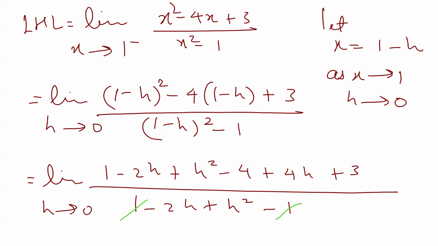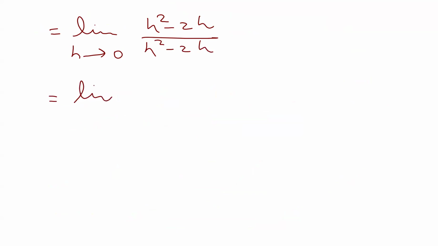Now some cancellations we will do. 1 and 1 is gone, and here 3 plus 1, that is 4, 4 and minus 4 is gone. So in the numerator we are left with h square minus 2h, and the denominator also h square minus 2h. Right guys? So limit h approaching 0, h square minus 2h upon h square minus 2h. This is getting cancelled, limit of a constant is constant. So the left hand side limit is 1.